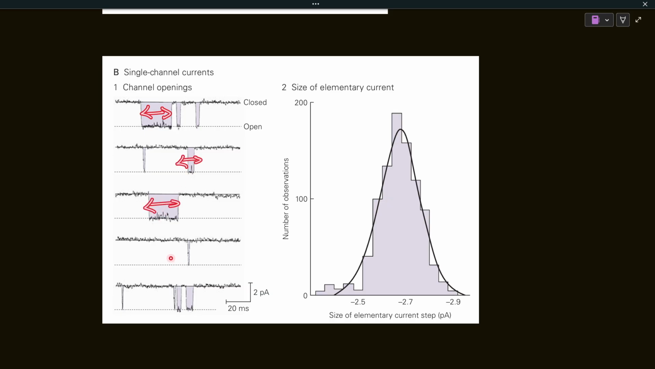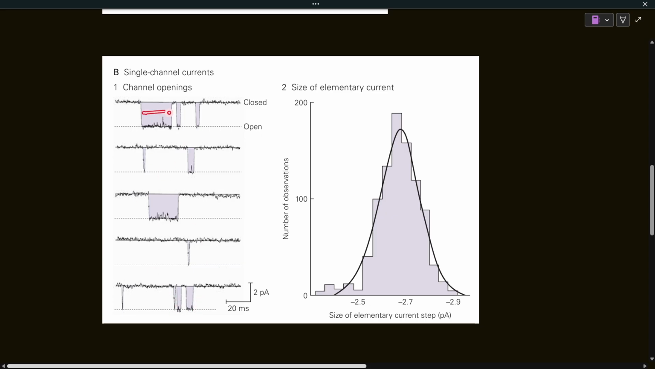The current that is generated through a single acetylcholine channel is the same. Here you can see that in each case the value of current being generated is almost the same. It averages minus 2 picoampere. Minus means the current is inward. So the current generated through a single acetylcholine channel is the same for every opening. See, here are multiple openings. For every opening, it is the same.